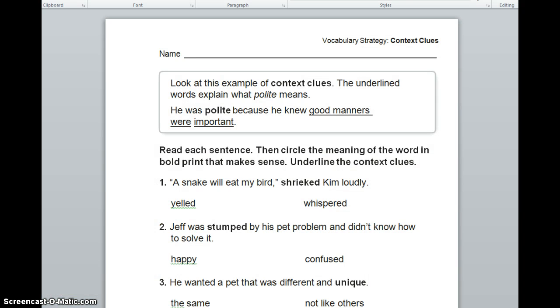In your next assignment, you will look at examples of context clues. You'll read each sentence and then circle the meaning of the word in bold print that makes sense. And then you'll underline the context clues. I realize you might have trouble actually circling it in the text, so instead you can use your highlighting tool and just highlight that section. Good luck!